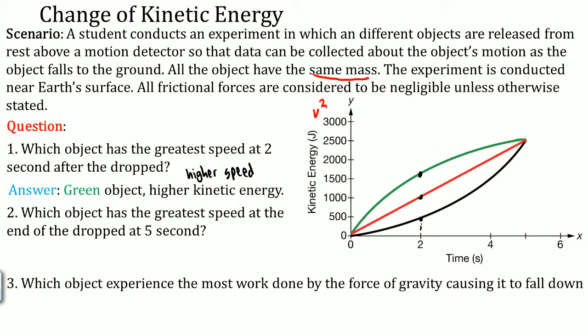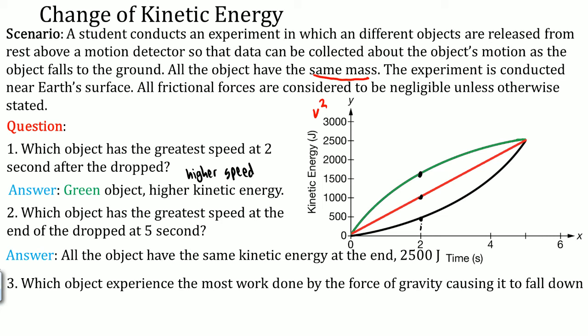Next, what object has the greatest speed at the end of the drop of 5 seconds? Well, all the objects here have the same kinetic energy at the end, which is right here at 5 seconds. They all have the same 250 joules of energy. You can solve for the velocity if you would like. But notice that they all have the same kinetic energy, so they're going to have all the same speed.